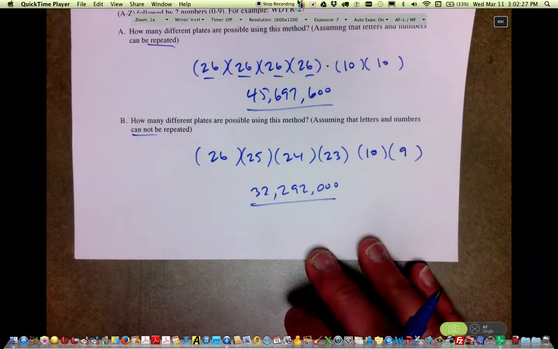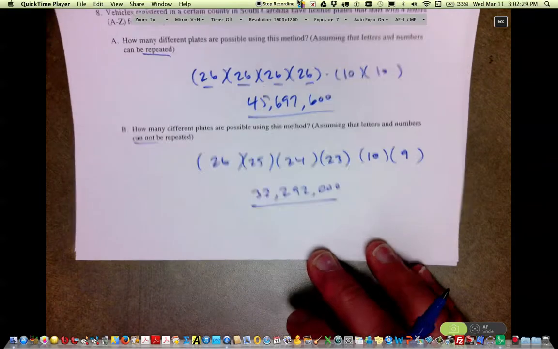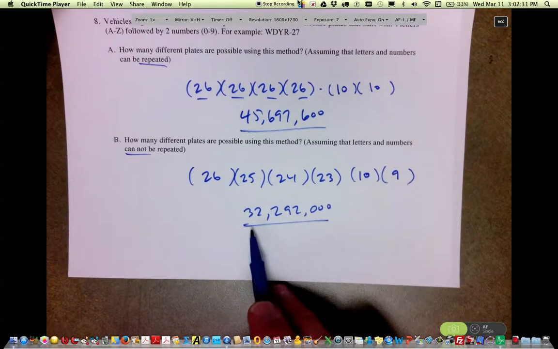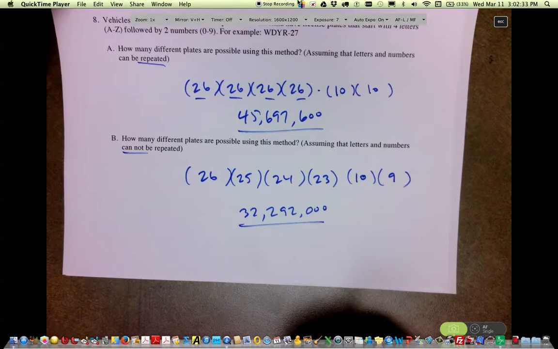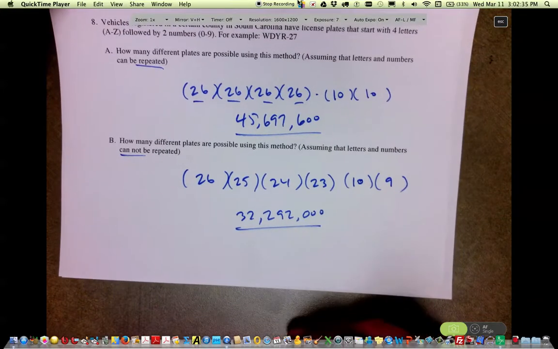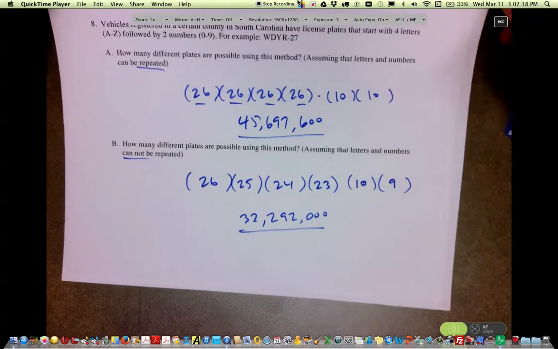So quite a few less than we can have up above. If we can't repeat the digits, we're going to end up with fewer license plates. I would still say that 32 million people, probably not that many people live in the county in South Carolina. So they're probably not going to run out of license plates for people.